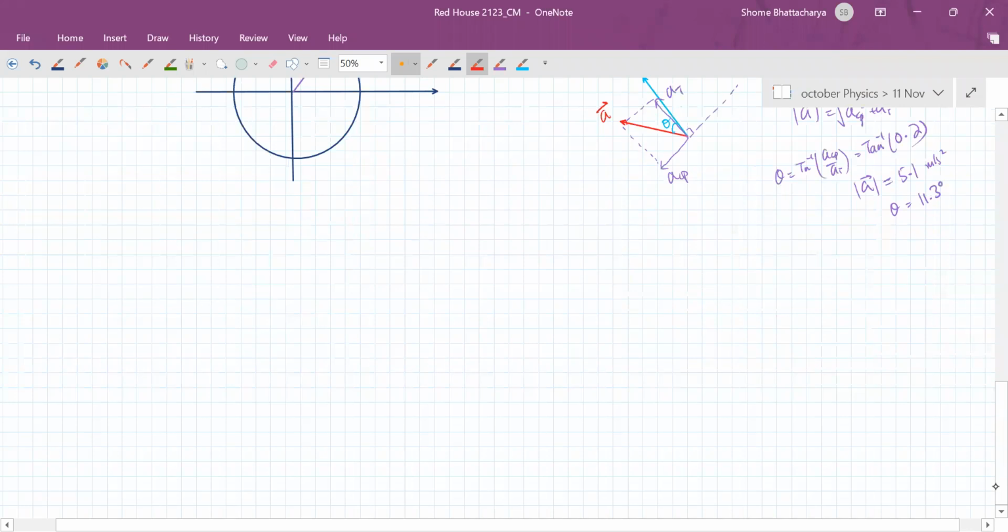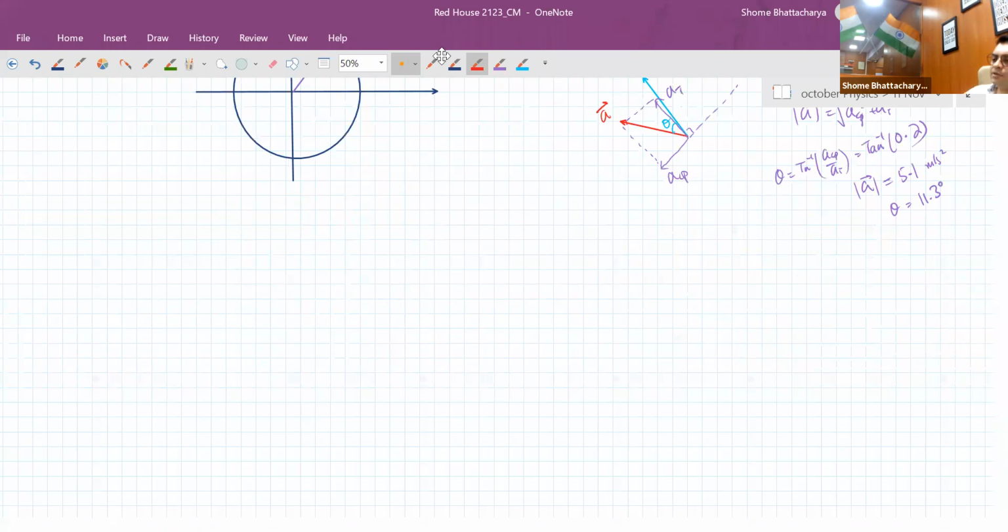Sir, 11.3 degree, how did you get? Oh, that I have used a scientific calculator. Or in the absence of a calculator, one has to use the log table, which has trigonometric values also. So that kind of booklet. So you're not expected to remember this value.